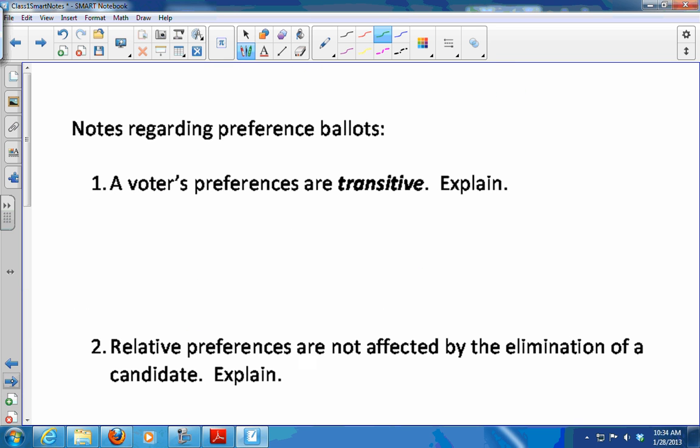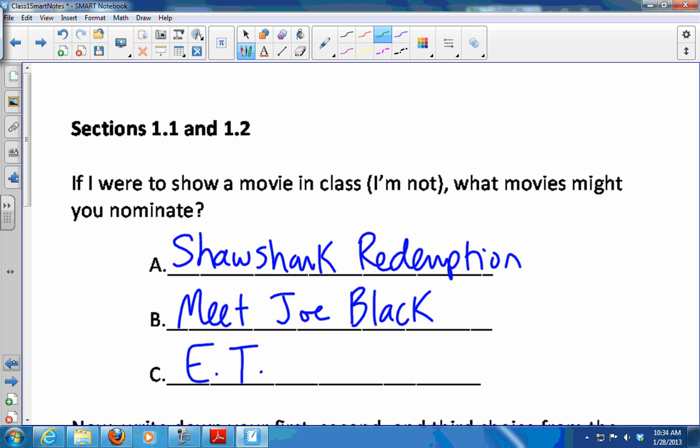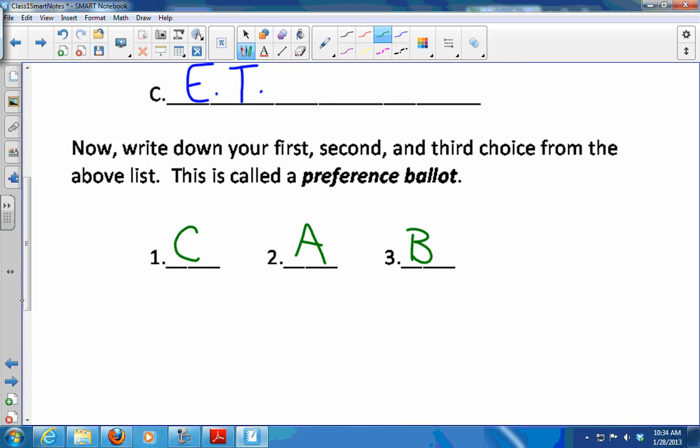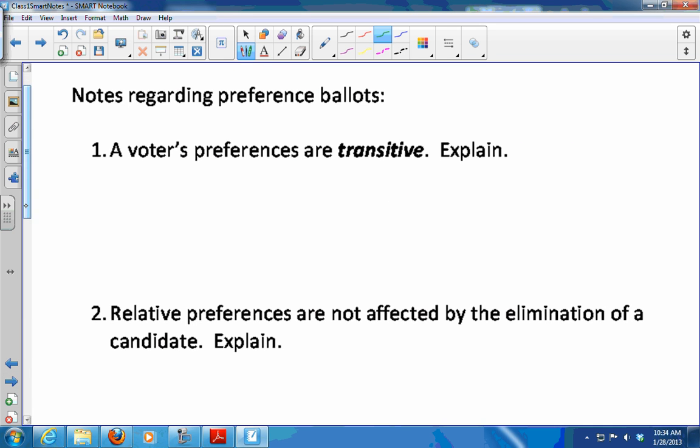So now before we collect the aggregate data of the class, we're going to talk a little bit about what a preference ballot is and some of its properties. So a preference ballot is one where you rank all the choices. Rather than just circling the one you want, you rank all your choices. And the great thing about preference ballots is that a voter's preferences are transitive.